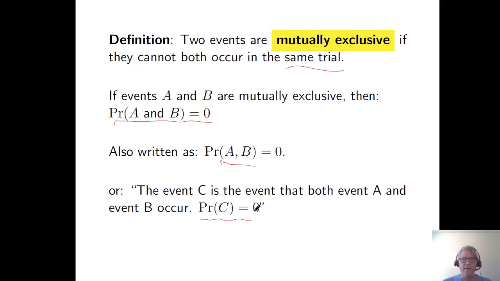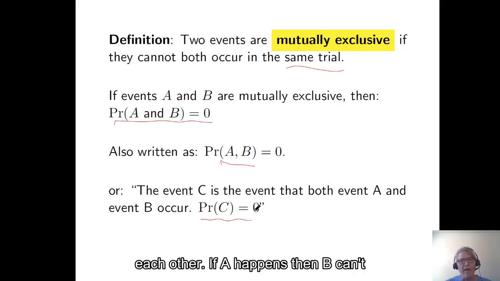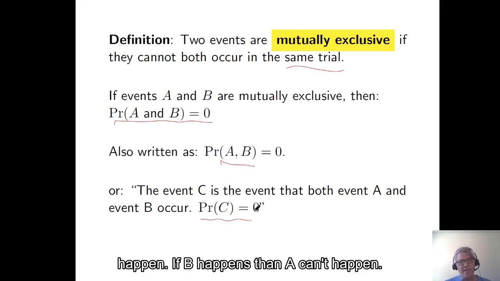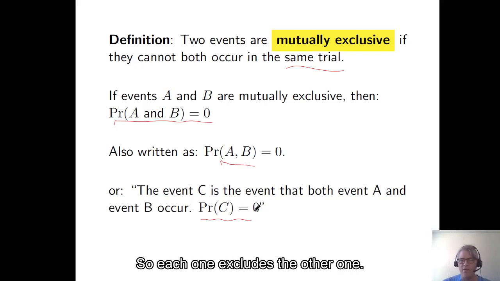So these are all ways of saying that A and B are mutually exclusive, right? You can think of this term mutually exclusive just as it sounds. They exclude each other. If A happens, then B can't happen. If B happens, then A can't happen. So each one excludes the other one.